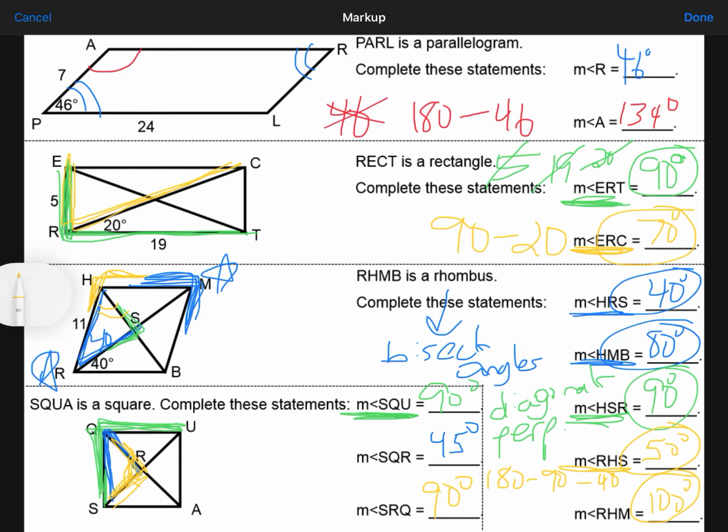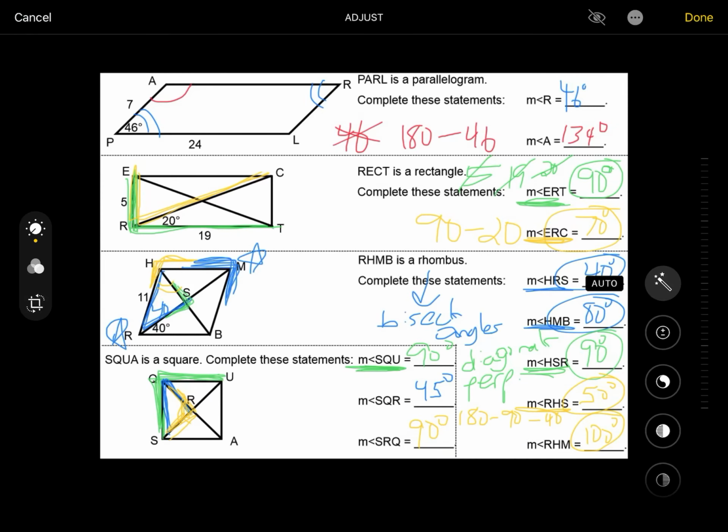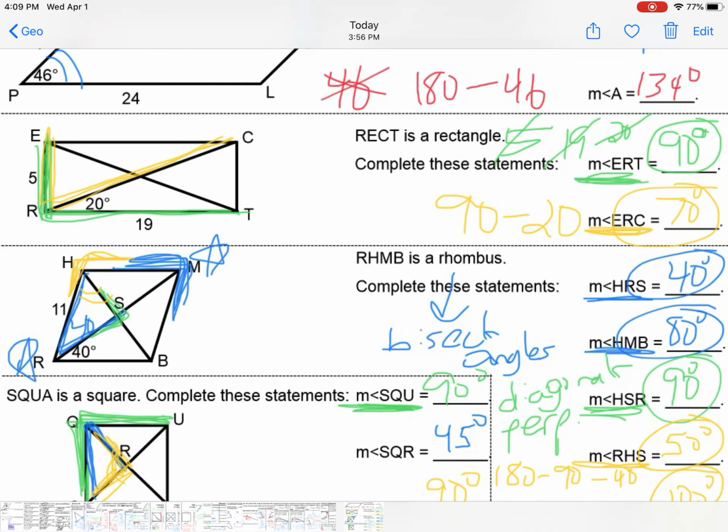So whenever you have a problem involving a square and its angles, it's going to have to be something with 90 or 45, at least if you're talking about one individual angle.